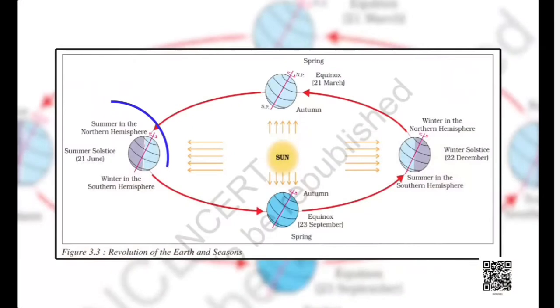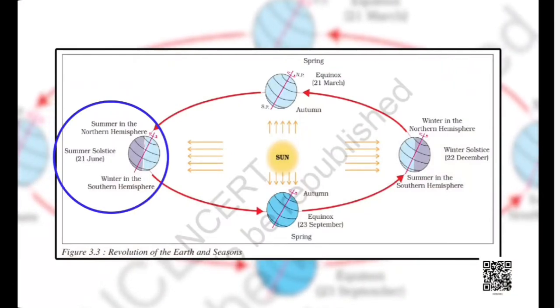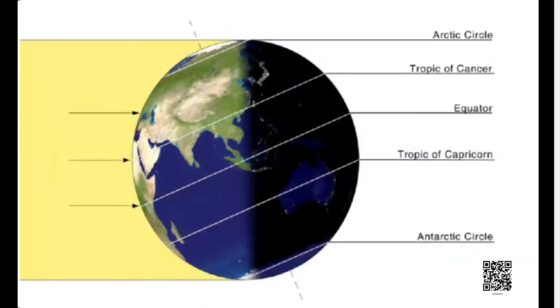Now look at this picture. You will see that on 21st June, the northern hemisphere is tilted towards the Sun. The rays of the Sun fall directly on the Tropic of Cancer. As a result, these areas receive more heat. The areas near the poles receive less heat as the rays of the Sun are slanting.